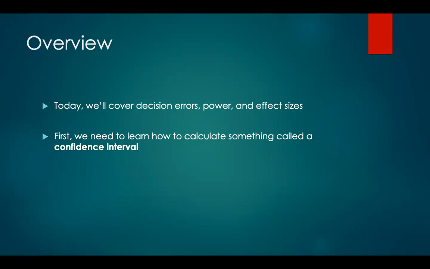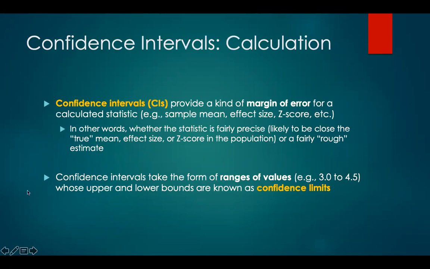But first, we need to learn how to calculate something called a confidence interval. Now, confidence intervals provide a kind of margin of error for a calculated statistic. For example, a sample mean, an effect size, or a z-score. So in other words, whether the statistic is fairly precise or likely to be close to the true mean or effect size or z-score in the population. It's basically a rough estimate of whether our estimate of a particular statistic is corresponding with the actual statistic at the population level.